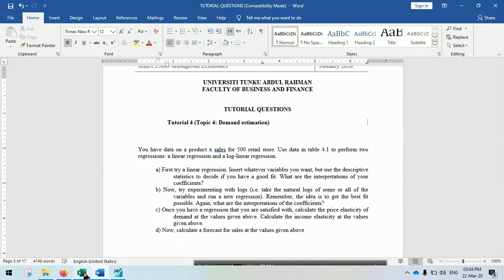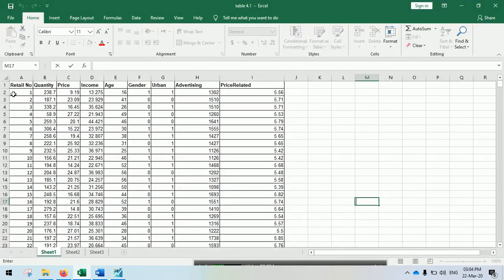The data is here, table 4.1, and you can see we have the quantity, the price of that product, the average income of the customers who visit that store, the average age of the customers, whether the store is visited mostly by male or female, whether the store is located in an urban area or not, the average advertisement spending on the product for each store, and also the price of the related good, which could be a substitute or complement. After that we will check based on the analysis.